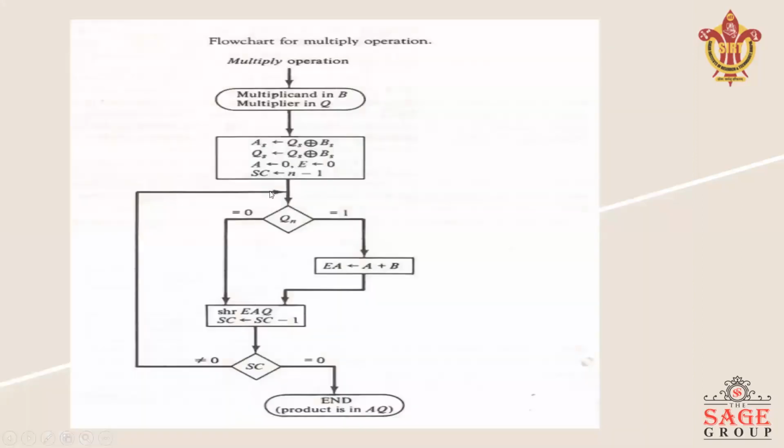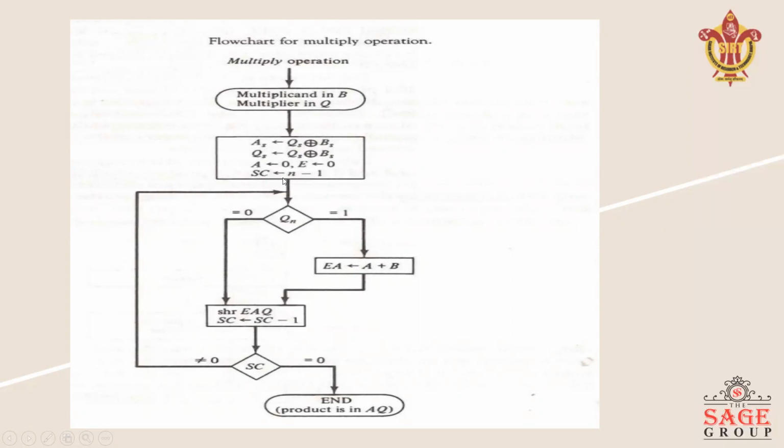So initially, for the first stage, we will initialize it with the value 0. E is the overflow bit, which will also be 0 for the first step. And the sequence counter will be initialized by the value n-1, where n is the size of the multiplier, which is Q. So the sequence counter will be initialized by n-1.